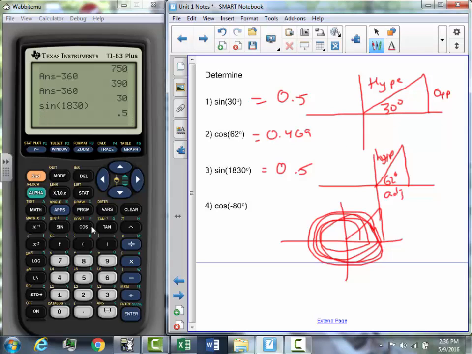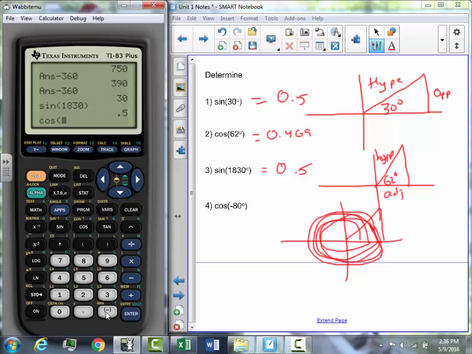You can even do this with negative numbers. You can take the cosine of, for example, negative 80. So what I need for you guys to be able to know is, oh, hang on, not 0.80, cosine of negative 80.